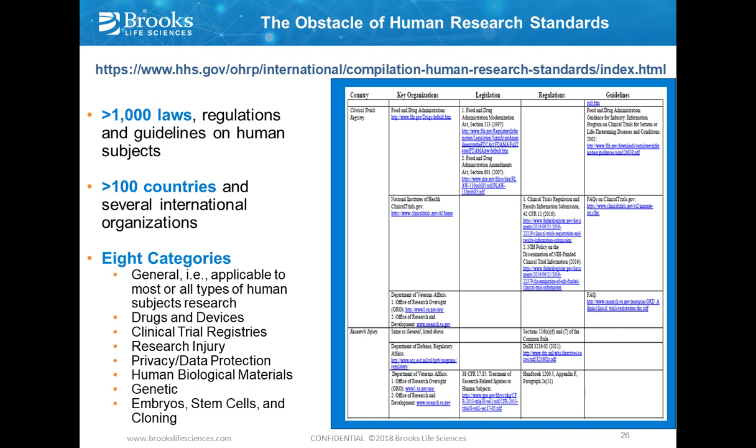In principle, it can be said that there are 8 categories that are covered by such regulations and guidelines. In general, those applicable to most or all types of human subjects research. So that's really close to our heart. Then, of course, drugs and devices and their development and approval, clinical trial registries, research injury, privacy and data protection, also very important for us, human biological materials, genetic research, embryos, stem cells, and cloning.